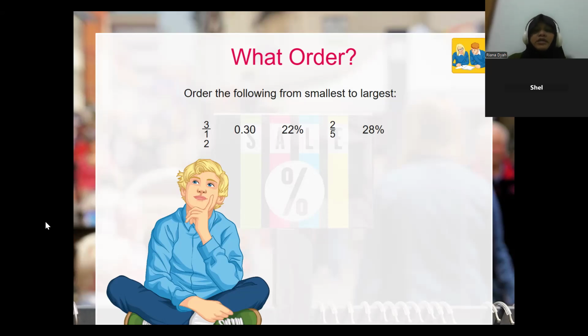Which one do you think is easier? What if we change it into percent? I will try to show you. If we want to change them into percent, we need to know this is 3 out of 12. If we simplify, 3 out of 12 is equal to 3 divided by 3 is 1, 12 divided by 3 is 4. So it's the same as 1 divided by 4.